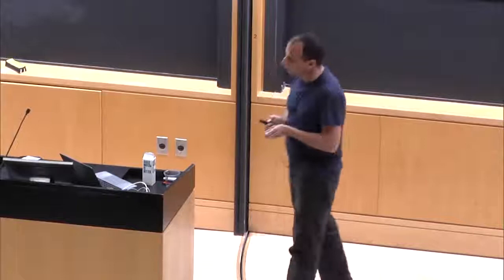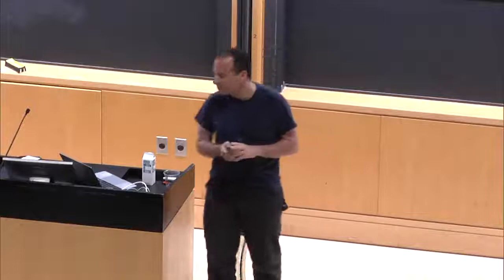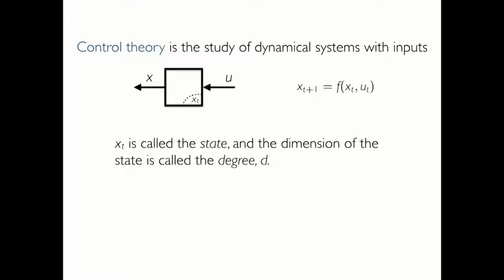Just to fix the notation for the problem, control theory is really about dynamical systems with inputs. The state of a system is essentially what you need to predict the future. It's the sufficient statistic needed to predict the future, and I'm going to call this X, as is the convention in controls. The input is what we get to apply to achieve the goal that we'd like to achieve, and I'm going to label it U. Both U and X are time series, but each is vector-valued. X will be of dimension d, U will be of dimension p.